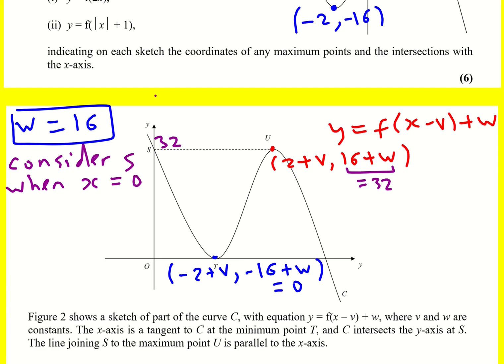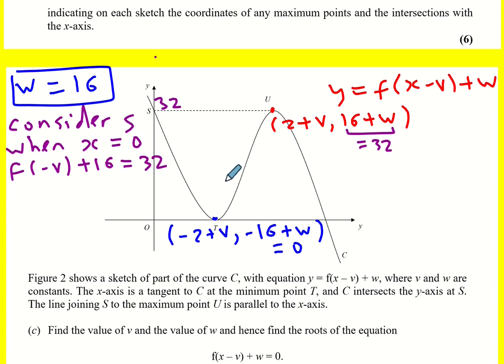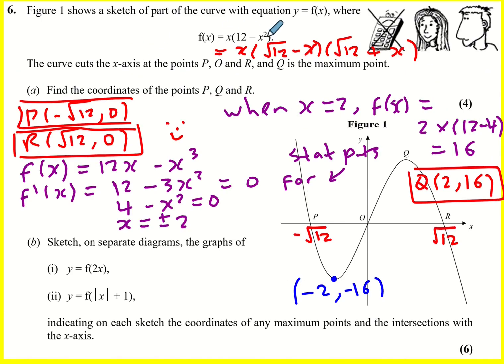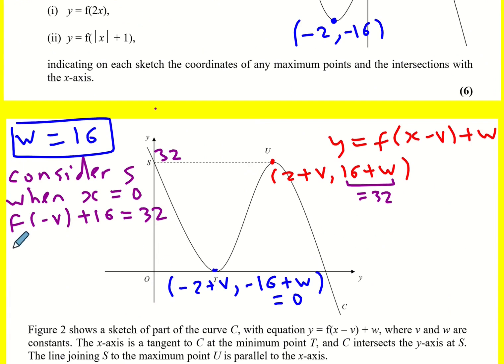So when x is equal to 0, we can substitute that in, and we're going to get that f of minus v, plus 16 is equal to 32. And the original function was x times (12 minus x squared), so it's going to be minus v times (12 minus v squared). This will equal 16, and I can rearrange that to v cubed minus 12v minus 16 equals 0.